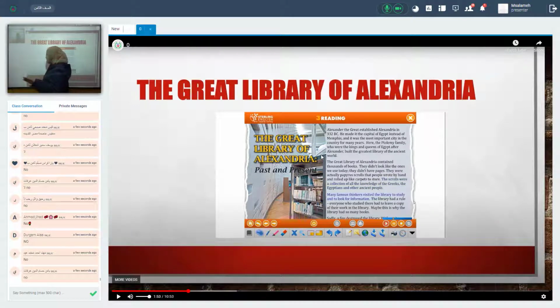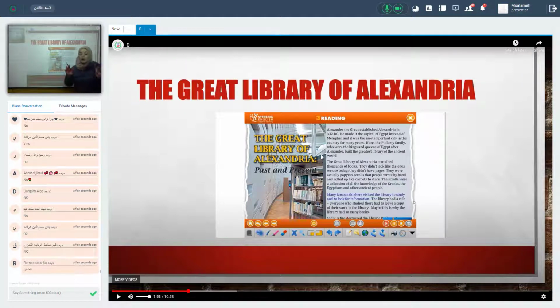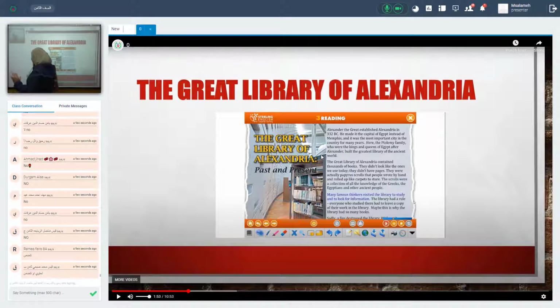Okay, let's go to second paragraph. Now they'll tell us more about Alexandria. The great library of Alexandria contained thousands of books, okay? So, contain thousands of books. Excellent.